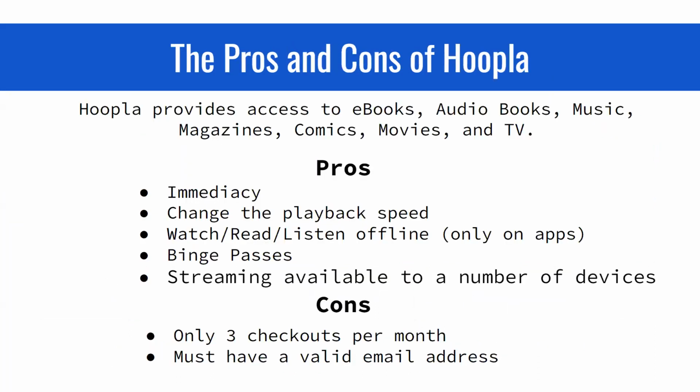So the pros for Hoopla is there is no waiting. You are never put on hold for an item. You get it immediately. You can change the playback speed, not unlike Libby. You can watch, read, listen offline, but only on the apps. There are binge passes, and streaming is available to a number of devices. The cons are there are only 3 checkouts per month, and you have to have a valid email address.